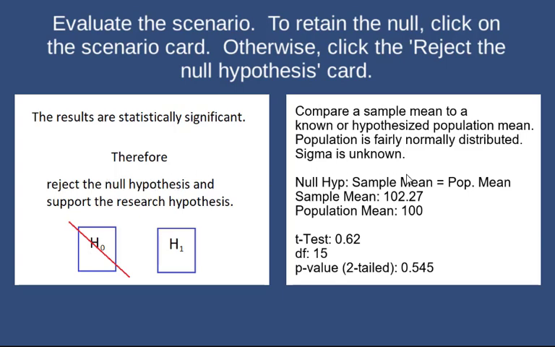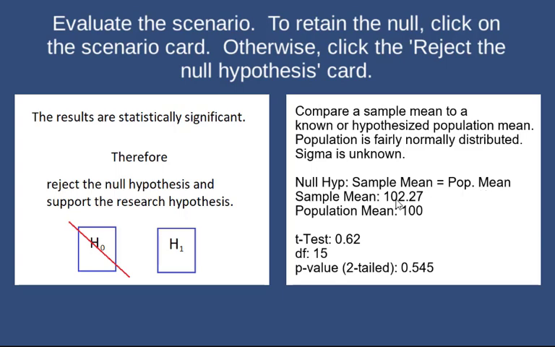Here's a scenario. Compare a sample mean to a known or hypothesized population mean. The population is fairly normally distributed and sigma is unknown. And our degrees of freedom is 15, so we're dealing with a somewhat small sample size. So we're going to be using that single sample t-test. Our null hypothesis is that the sample mean is equal to the population mean. So this is a two-tailed test.